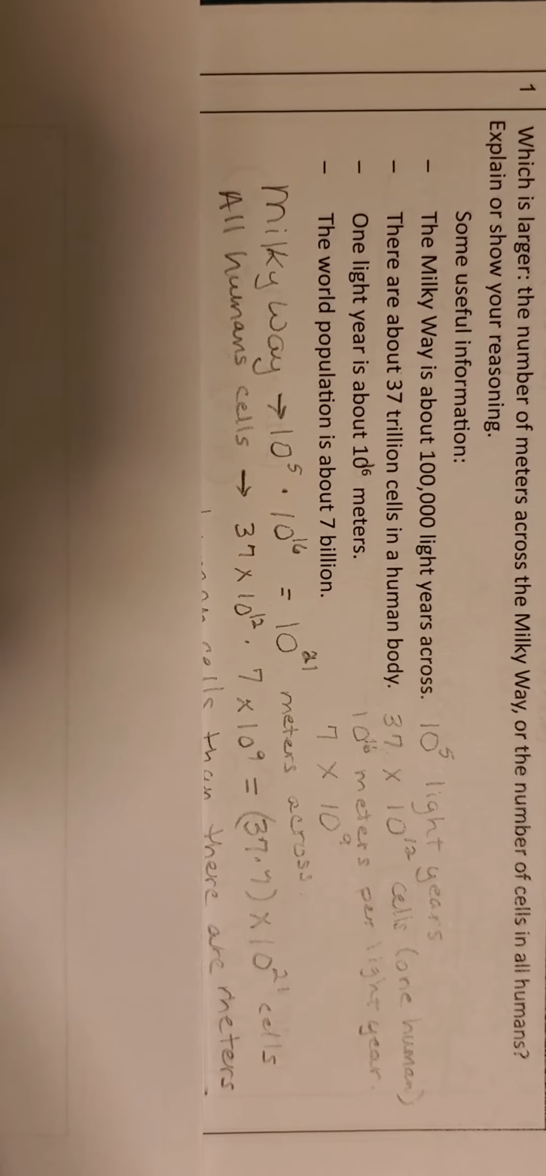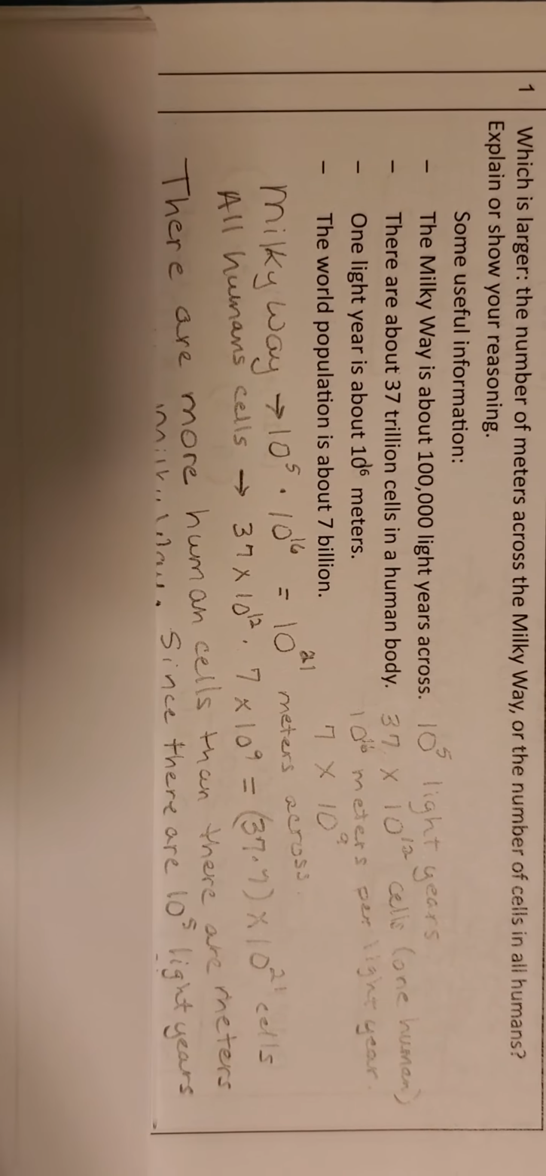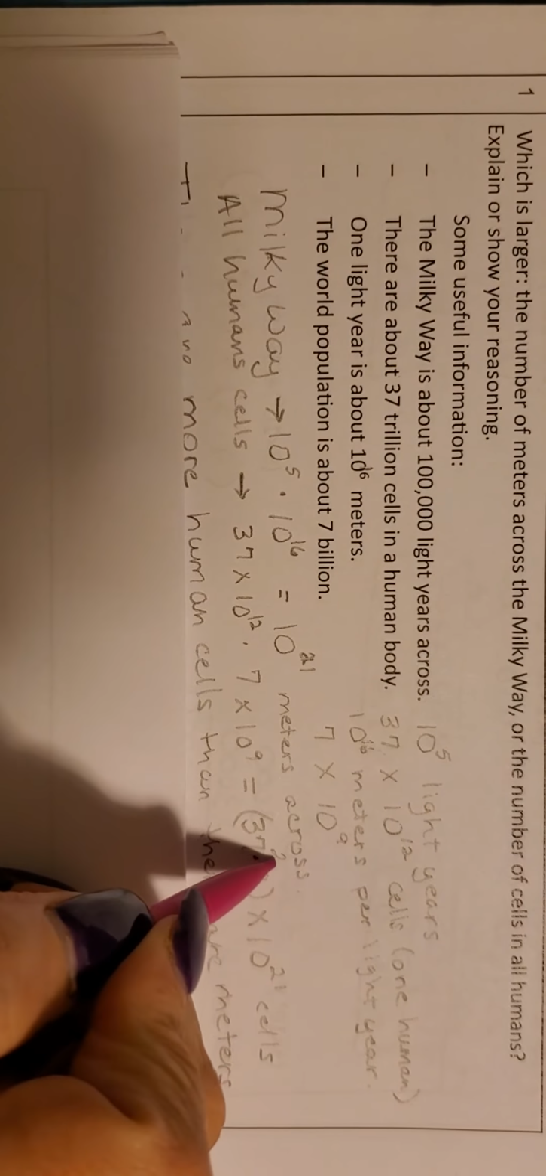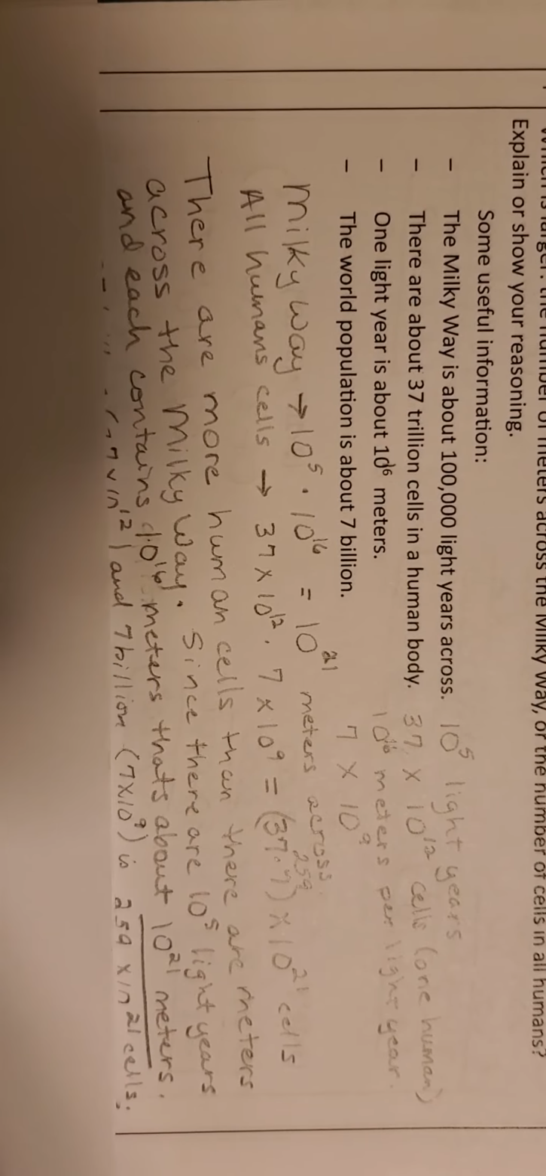37 times 7 gives me 259 times 10 to the 21st cells. So therefore, there are more human cells in all humans than there are meters across the Milky Way.